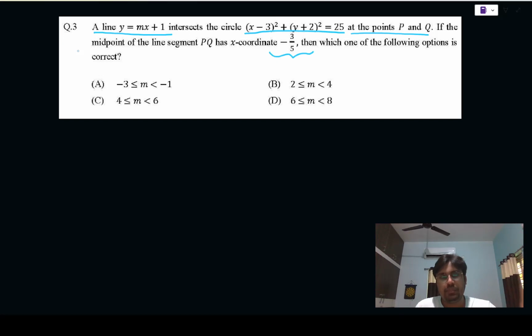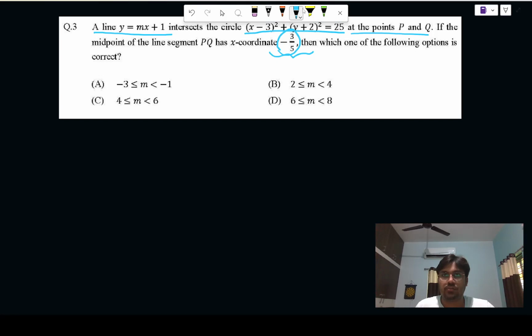The simplest solution that can come to anyone's mind is probably the correct approach as well, which is just substitute y with mx plus 1 in this equation. You will get a quadratic in x, from which you will get two solutions of x in terms of m. From that, you can use the fact that the midpoint of the line segment is -3/5, and then you will get a range of values of m. So you just go ahead and do that exactly. Fairly straightforward problem, as I said.